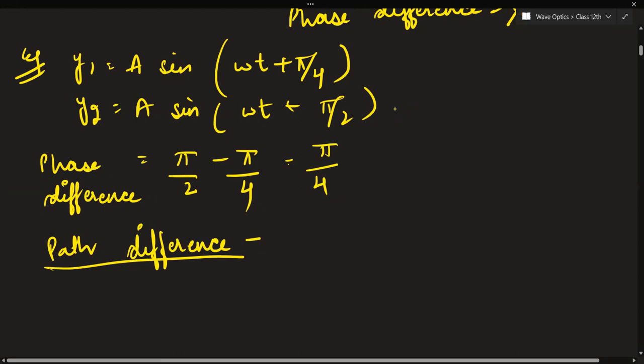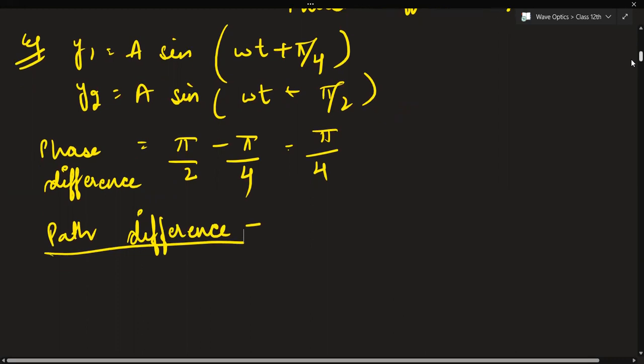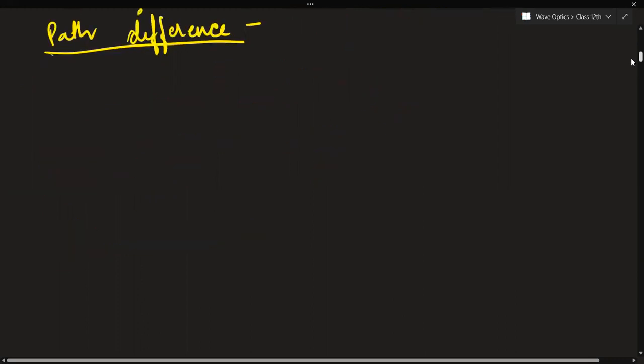Then you have path difference. This was phase and phase difference. Now, what is meant by path difference? These are terms that are common to both interference and diffraction. And once these are terms, they will be frequent in our usage whenever we are writing and calculating.